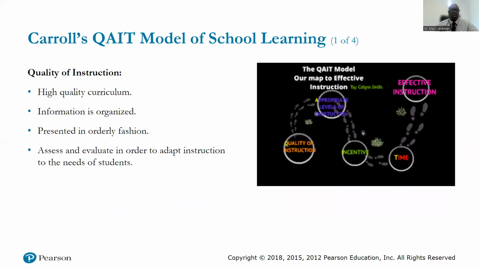And Carroll's model of school learning also focuses on the quality of instruction, which will come from a high quality curriculum. So the quality of the curriculum will determine the quality of instruction. The information must be organized as well. You must know the order and present in an orderly fashion, not in a haphazard manner, because haphazard instruction would lead to haphazard learning, and it must be a clear foundation being laid, and then you building upon that foundation a superstructure. Then the assessment and evaluation must be adapted to the students' needs as well.